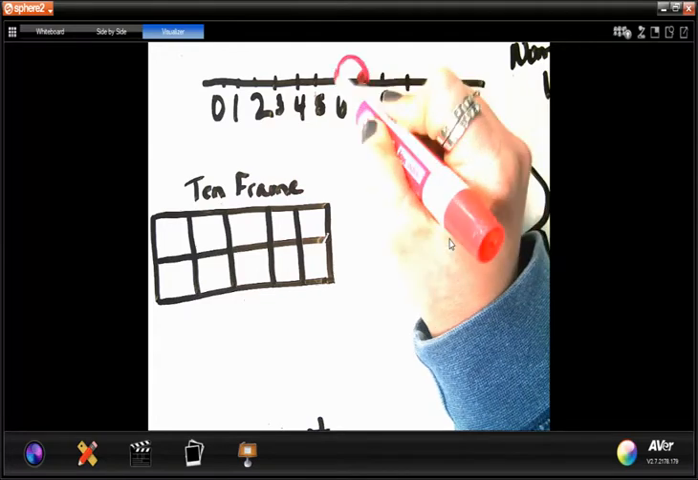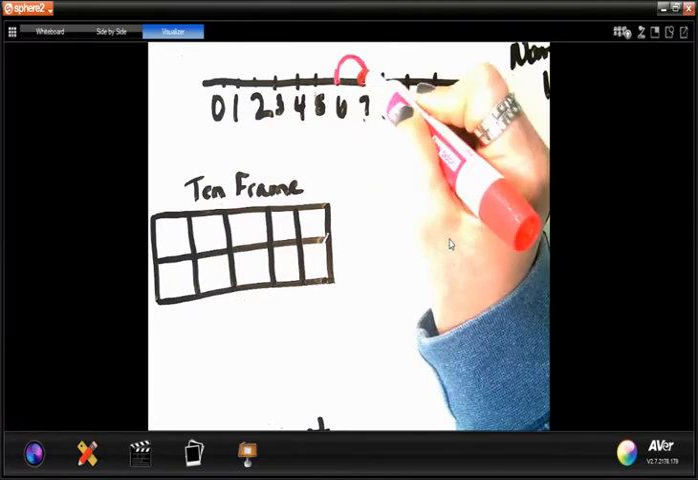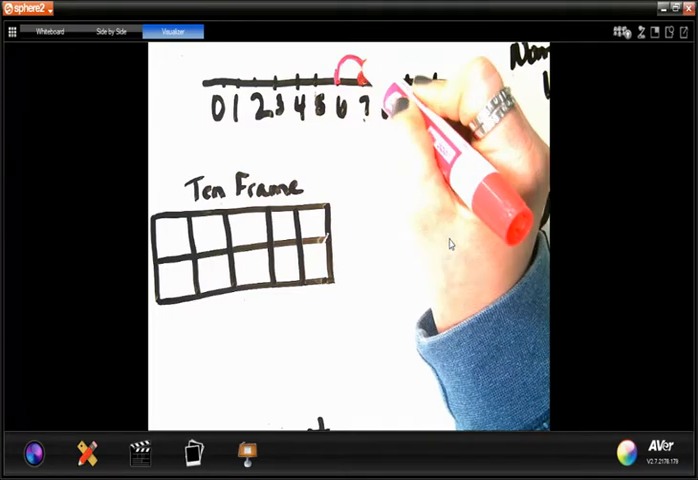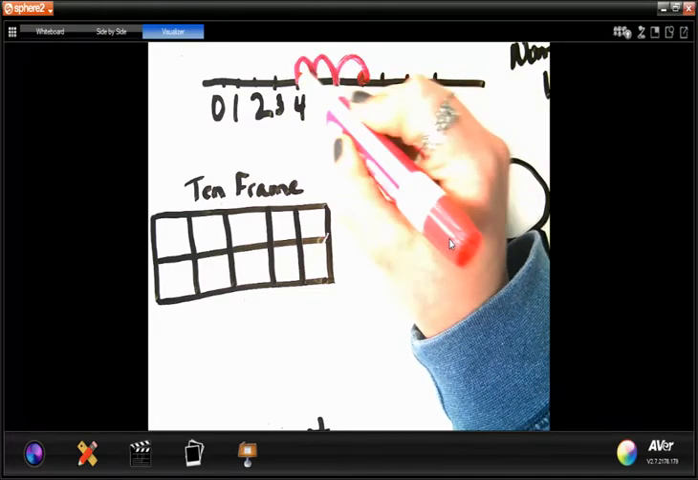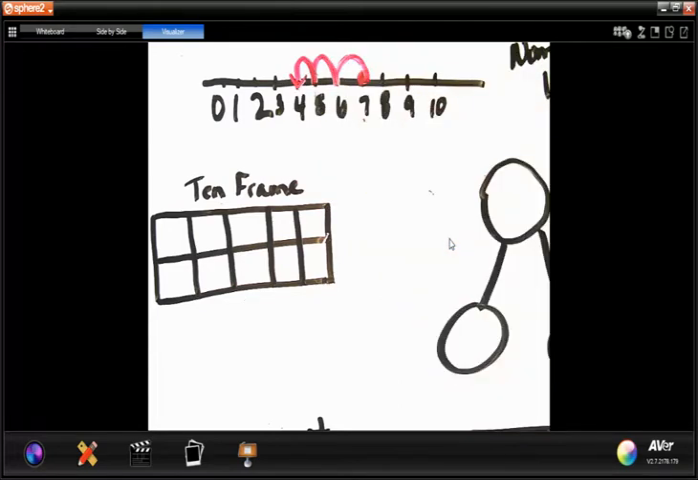So 1, notice that this doesn't count as 1. We just count the hops. So 1, 2, 3 hops. What number did I land on? Good, 4.